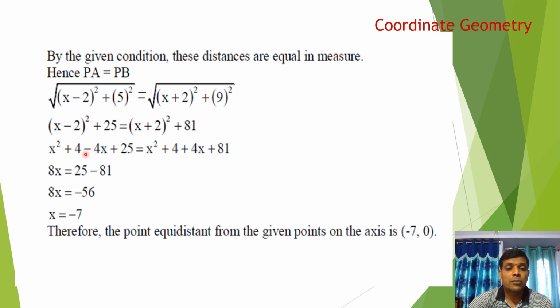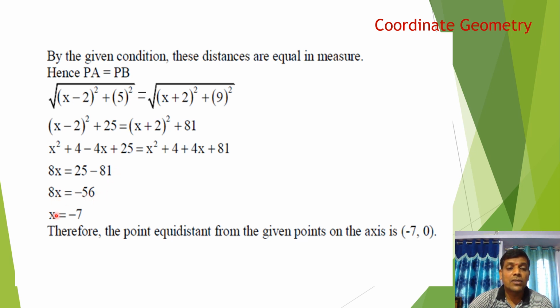So transpose minus 4x from LHS to RHS, it becomes plus 4x. Now 4x plus 4x equals 8x. So 81 is in the RHS place. Transpose 81 from RHS to LHS, it becomes minus 81. So 8x equals 25 minus 81, which equals minus 56.